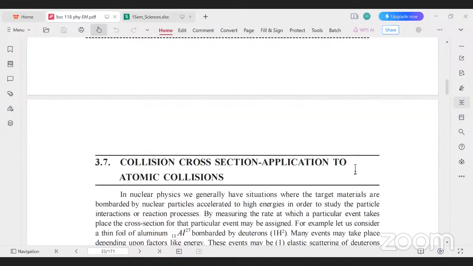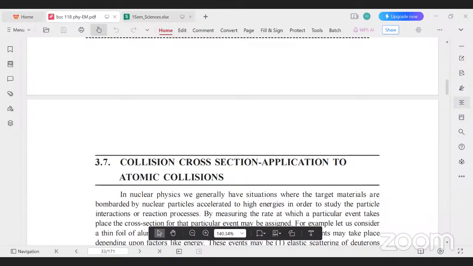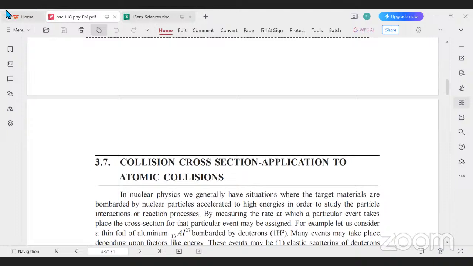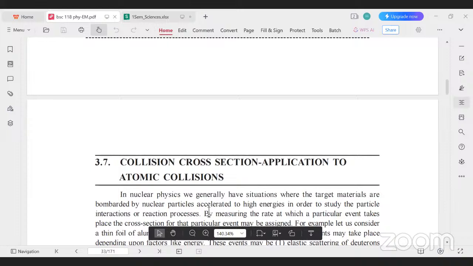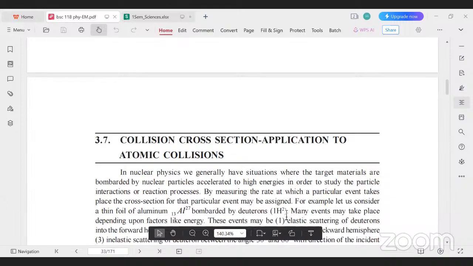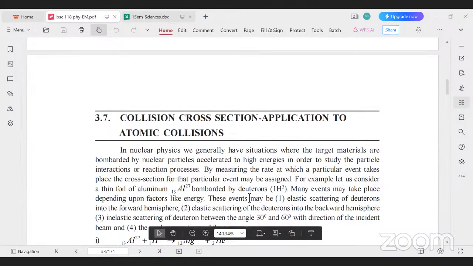Collision cross section: application to an atomic collision. Atomic collision means how the atomic collision takes place. In nuclear physics, we generally have situations where the target materials are bombarded by nuclear particles accelerated to high energies in order to study the particle interaction or reaction process. By measuring the rate at which a particular event takes place, a cross section for that particular event may be assigned. For example, let us consider a thin foil of aluminum bombarded by neutrons.